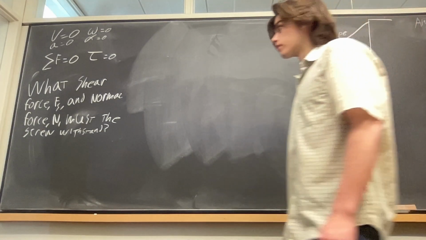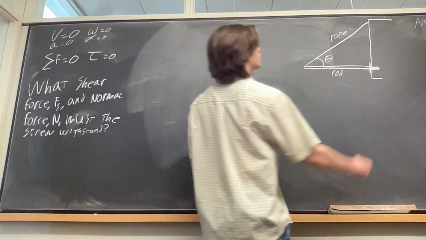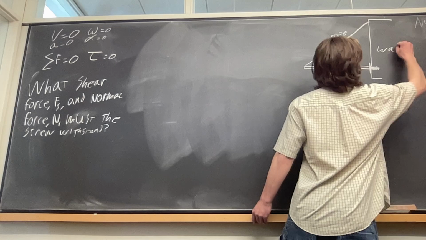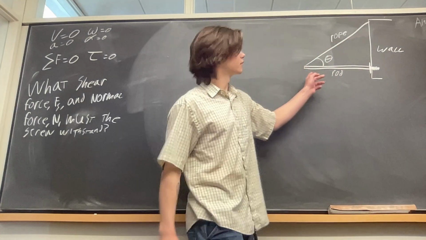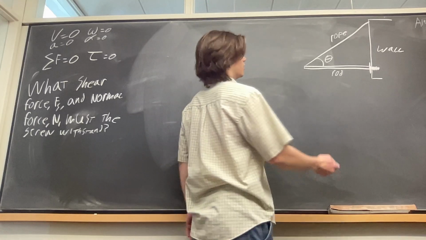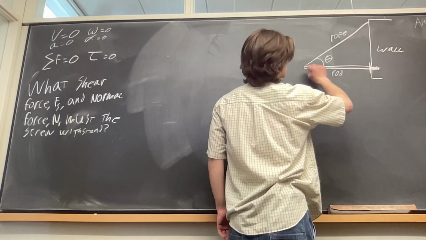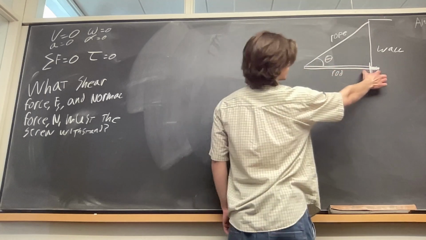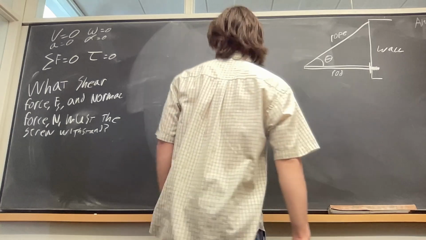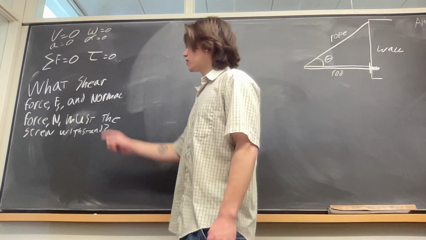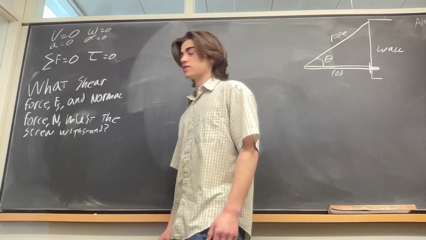All right, so we are given that system over there where you have, actually I should label wall, where you have a thin metal rod coming out from a wall, and it's attached by a screw and being held up by this rope. So it's attached to the wall at 2 points through the screw and through the rope. And we're asked what shear force Fs and normal force N must the screw withstand.